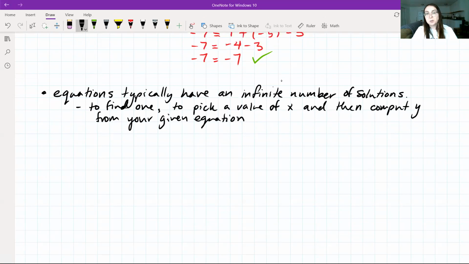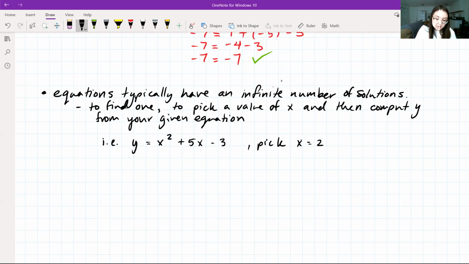So this way, if you're given an equation and you want to find just any solution, you can just pick any number for x and then compute y. Or the other way around, you can choose a value of y and compute a value of x. Like in the one that we just did, as an example, we had y is equal to x squared plus 5x minus 3. And let's say I want to find a solution where x is equal to 2. So I'm going to pick x equals 2.